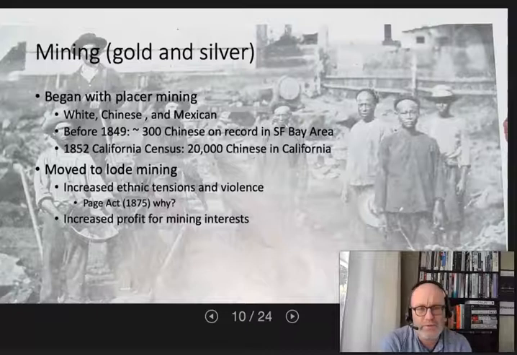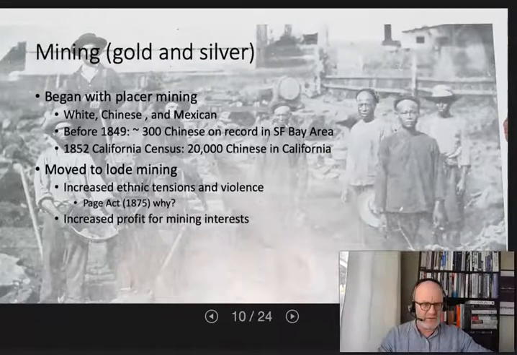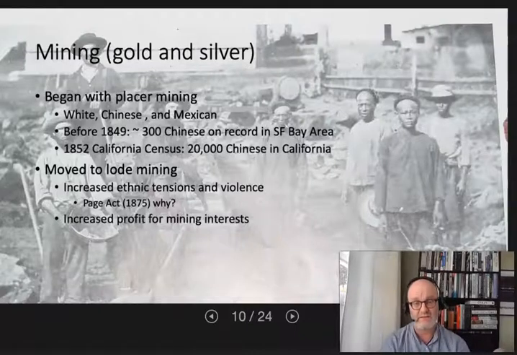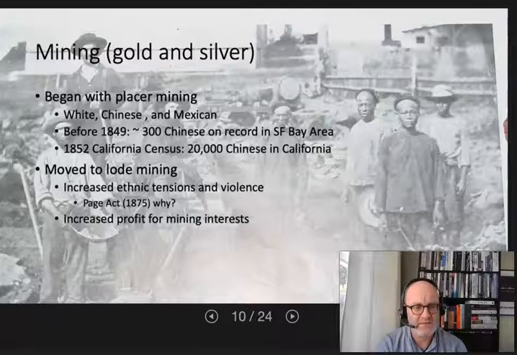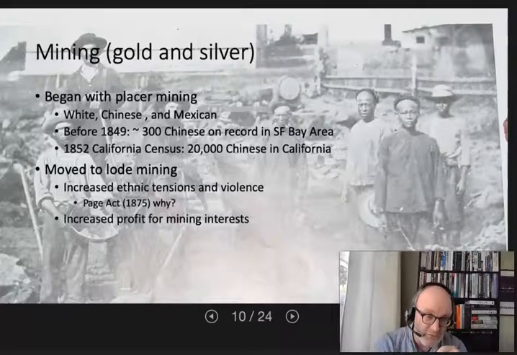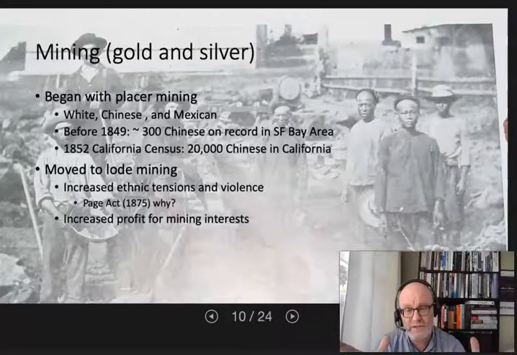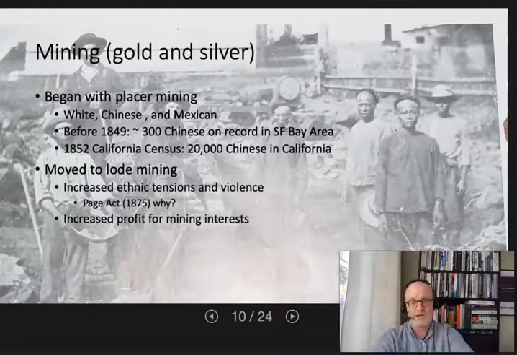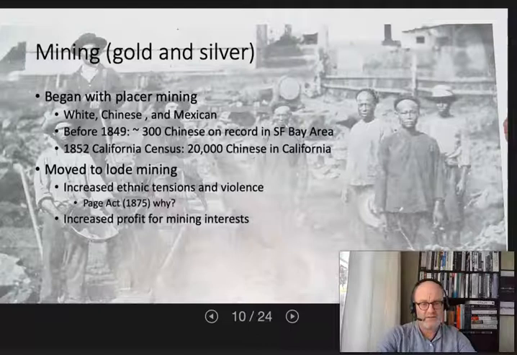There's all kinds of people, and the gold is not abundant. But placer mining is pretty common. This is what you all Californians do when you're in elementary school or whatever. You go sift through the gold or whatever. You see these numbers, right? In 1849, there's about 300 Chinese in the San Francisco Bay Area, which is basically there's not much outside of that for California. By 1852, you have 20,000 Chinese in all of the state of California. That's indicative of a real increase of Chinese migrants coming to the United States.